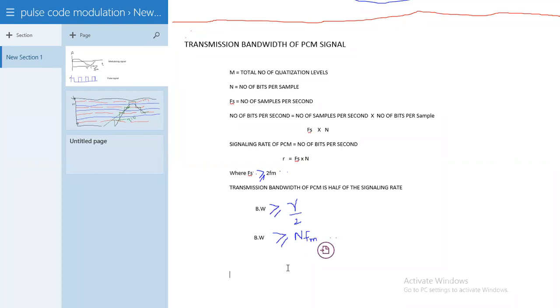A television signal, please note down, a television signal having a bandwidth of 4.2 megahertz is transmitted using a binary PCM system.